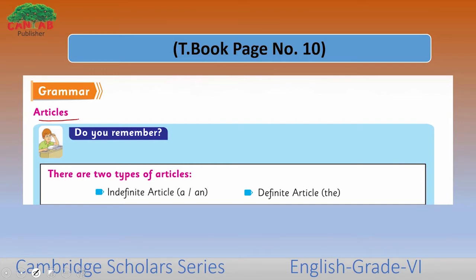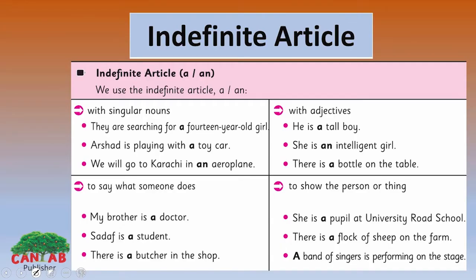Now you have learned all the articles in your previous class too and understand it. There are two types of articles: indefinite articles, a and an, and the definite article, the. First we will discuss indefinite articles. What are the indefinite articles? We have four usages of our indefinite article here. First we will discuss this one with singular nouns.